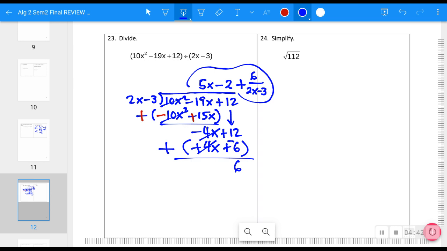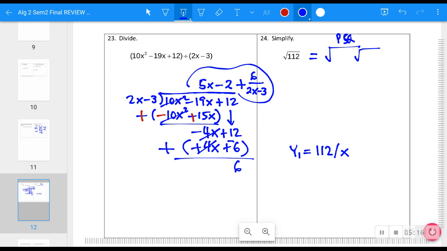Okay, on the next problem, we have the square root of 112, and we're going to try and break this up into a perfect square underneath the first radical and the leftovers in the second. Now you might want to take your calculator and on the y1 line write 112 divided by x, and that'll display all of the factors of 112. So you're going to do that.